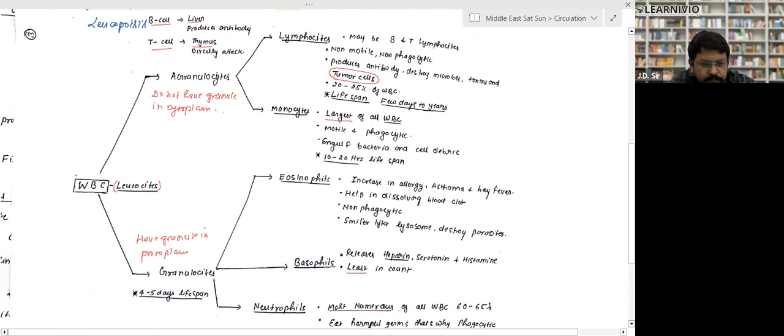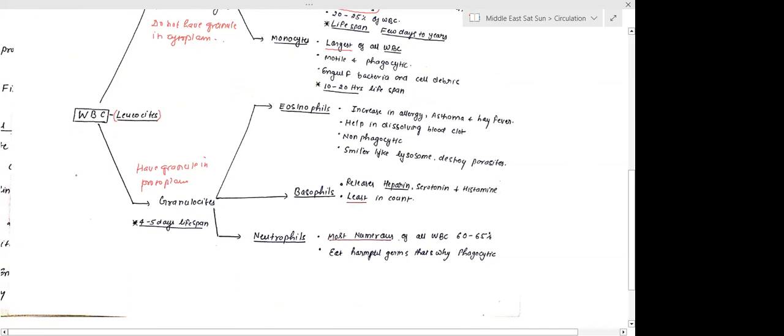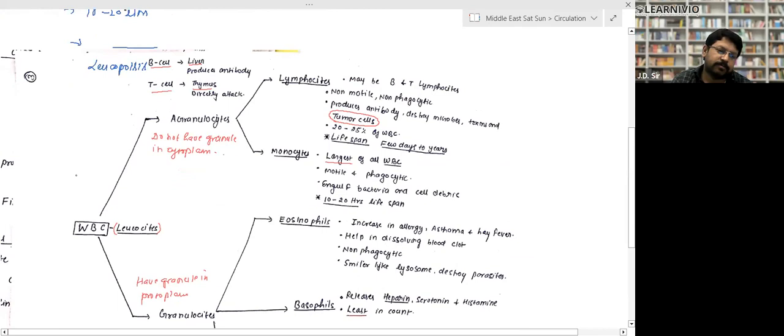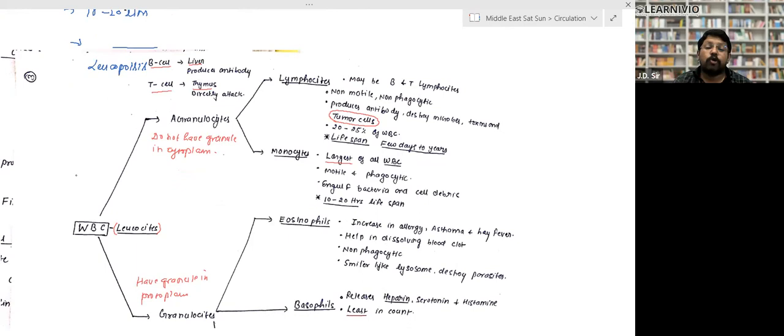What is written in blue? That is leukopoiesis. Formation or production of leukocytes is called leukopoiesis. So production of WBC is called leukopoiesis. In the same way, production of red blood cells is called hemopoiesis or erythropoiesis.